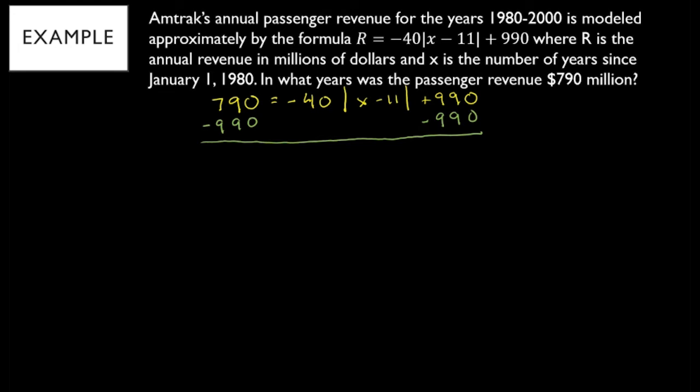So I'm just going to use my calculator so I don't mess up my mental math. And that gives us negative 200 equals negative 40 times the absolute value of X minus 11.